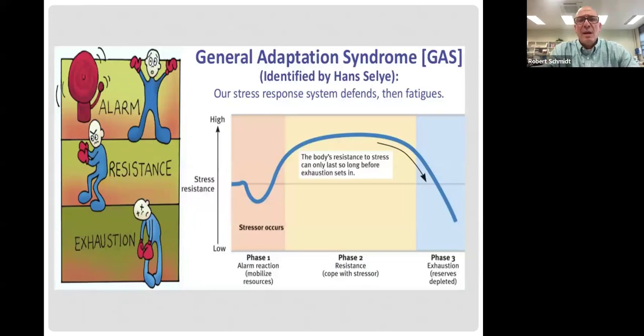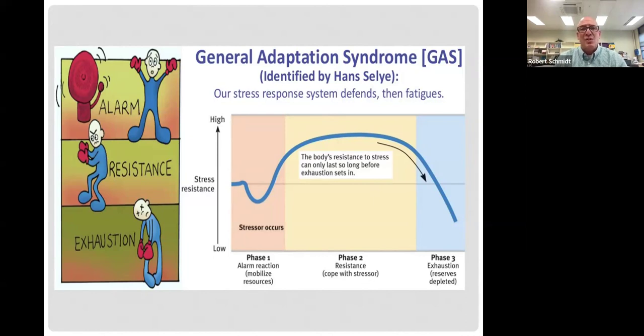So the general adaptation syndrome was first identified and created by Dr. Hans Selye, the father of stress and the stress response model, and it talks about our stress response system, how it defends and then fatigues. If we think about whatever that first initial stressor is, it usually sounds an alarm within us. We can feel noticeable changes physically, like we get stressed out and tense. And then we try to ward that stressor off. It's called the resistance, our body's resistance to stress.